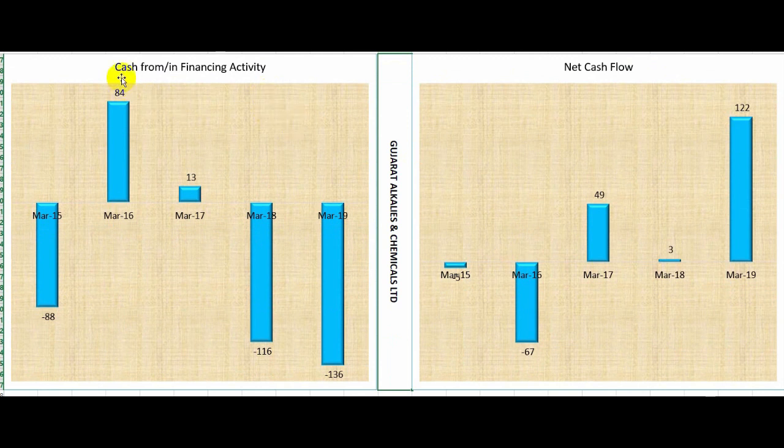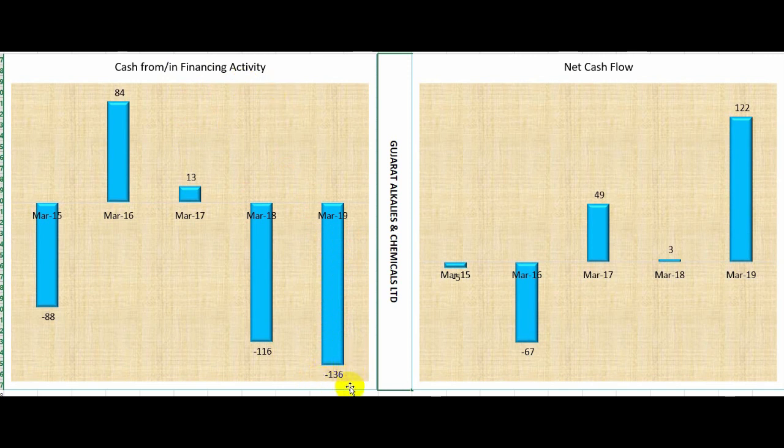Finally, we'll look at how much cash has come in or gone out through financing activity. Financing activities are those activities like paying of dividend or repayment of loans or doing buyback. All those activities are classified under the financing activity. So either the cash can come in or go out of the financing activity, just like in investing and operating activity. So in March 19, the company has spent 136 crores in the financing activity.